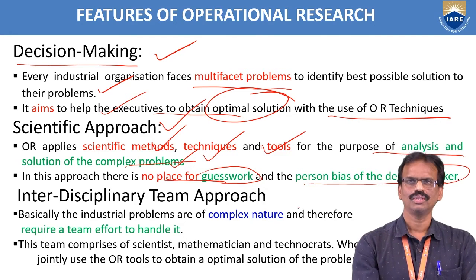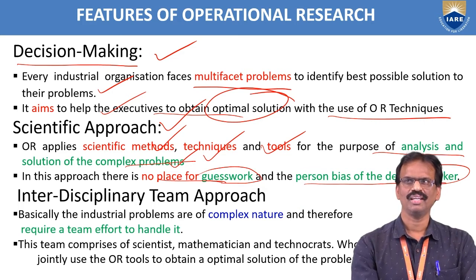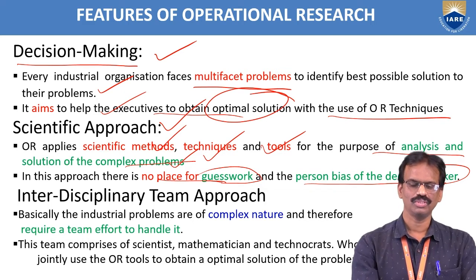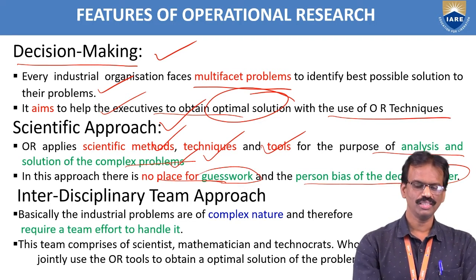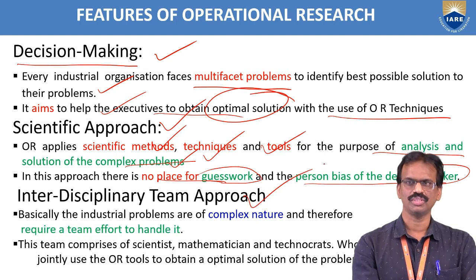Okay. So by the help of scientific approach, we can analyze and give the solution to the complex problems. So that is one more feature of this operation research. So next one is the interdisciplinary team approach. So this team approach is very important.